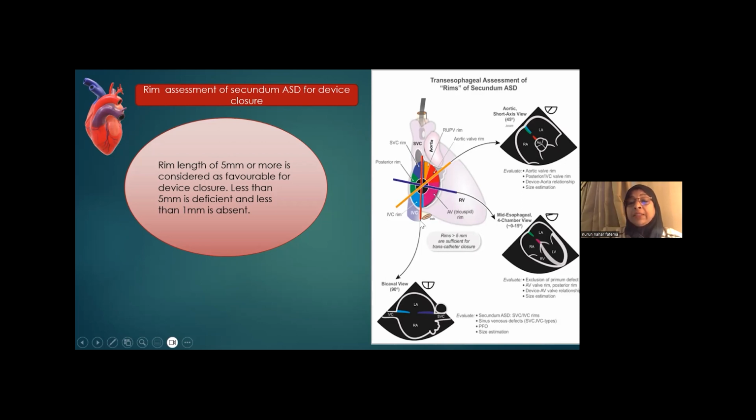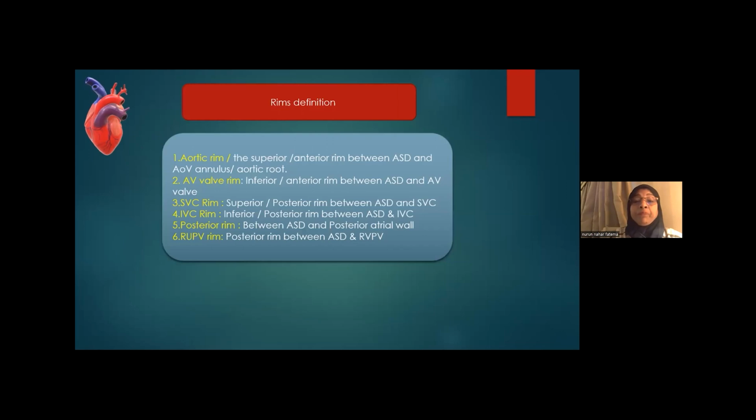And this is actually a 90-degree bicaval view. In this bicaval view, you can see the atrial septal defect from top to bottom. We can measure the length from top to bottom. And this one is the mid esophageal 4-chamber view. And this is another view, the aortic short axis view. In this view, we can measure the aortic rim. In this view, we can measure the atrioventricular valve rim.